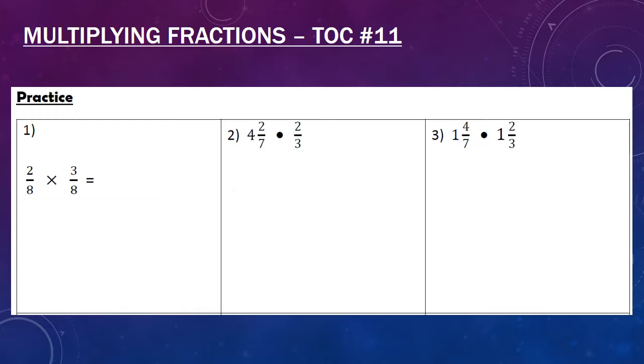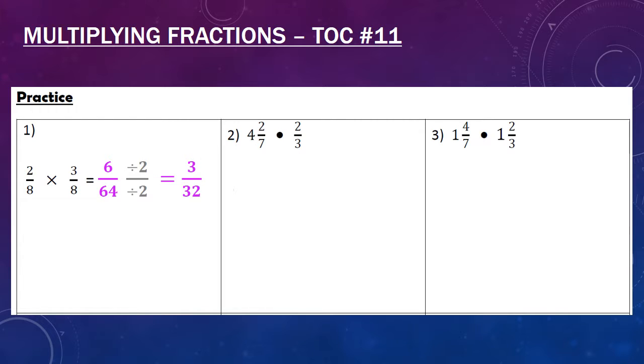So first step, I've already got them horizontal. So all I have to do is multiply the top, 2 times 3 is 6, and the bottom, 8 times 8 is 64. I ate and ate, got sick on the floor. 8 times 8 is 64. And both 6 and 64 are even, so I can divide them by 2. And when I divide them by 2, I end up with 3 over 32.